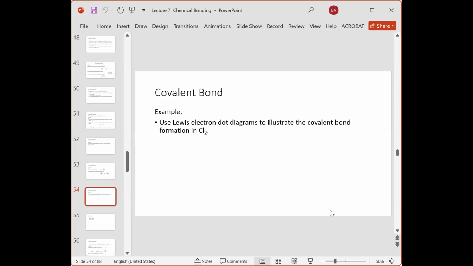Use a Lewis electron dot diagram to illustrate the covalent bond formation in chlorine. I want you to try your hands on this. Before we move on, let me see if you understand what we are doing. Let me give you about 2 or 3 minutes. It's now 11:43. I'll start talking again.